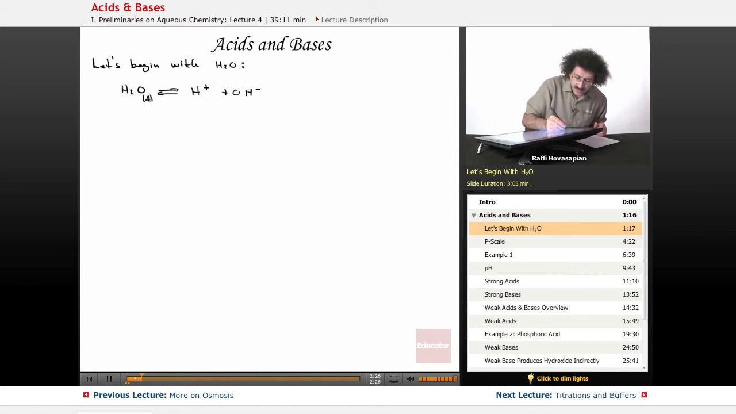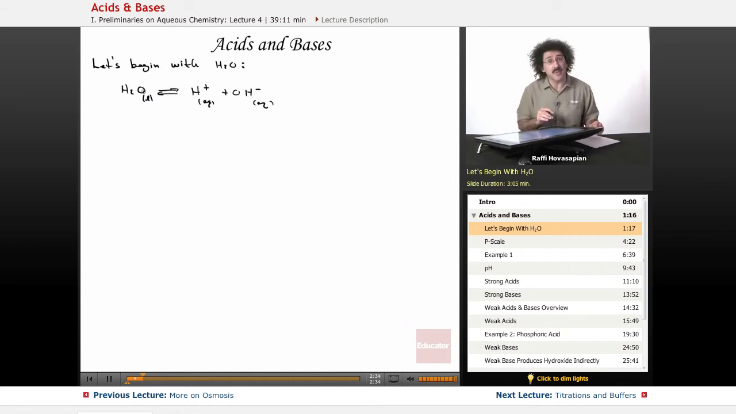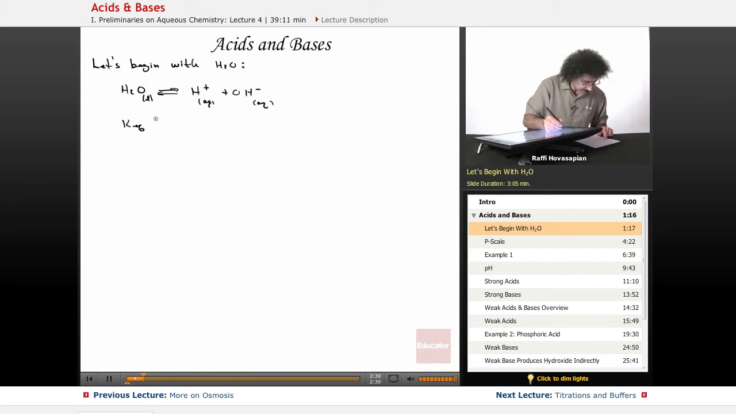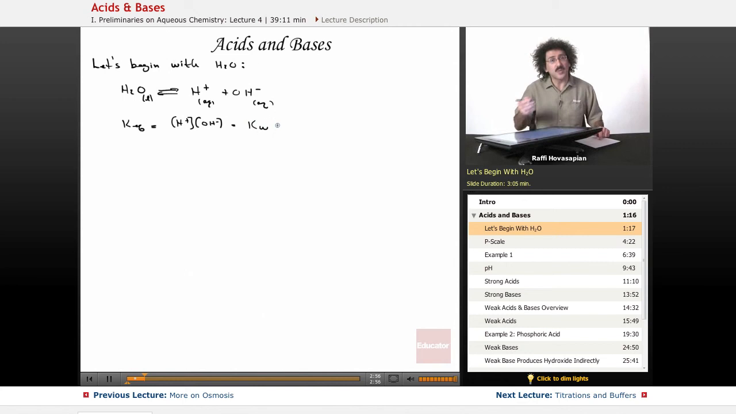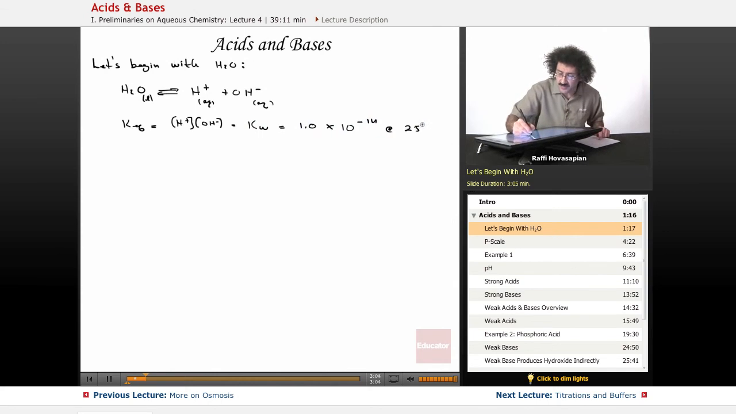Now let me go ahead and put some state symbols here. This is aq and this is aq. And you remember, of course, when we have liquids or solids, they actually don't show up in the equilibrium expression. So in this case, our Keq is going to equal the concentration of H plus times the concentration of OH minus. But again, this is liquid, so it doesn't show up in the denominator, so that's all. Now we call this, because it's for water, we give it a special symbol, Kw. We've measured this, and it's actually equal to 1.0 times 10 to the negative 14 at 25 degrees Celsius.